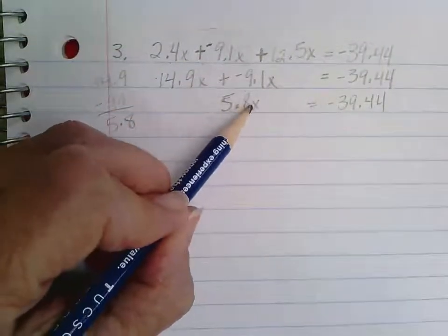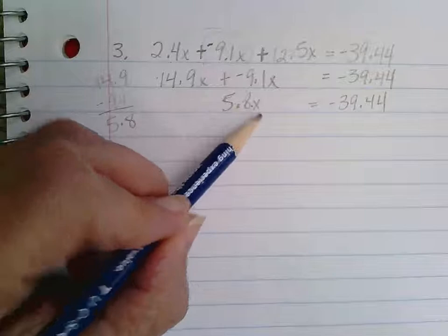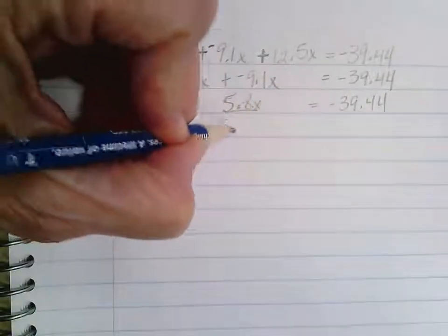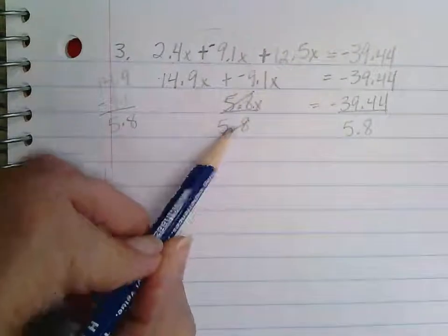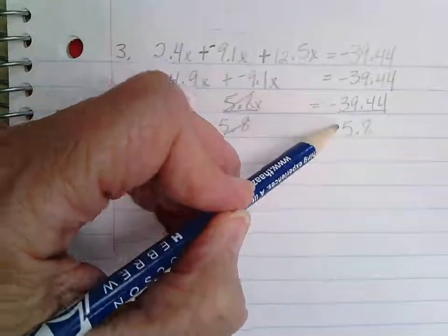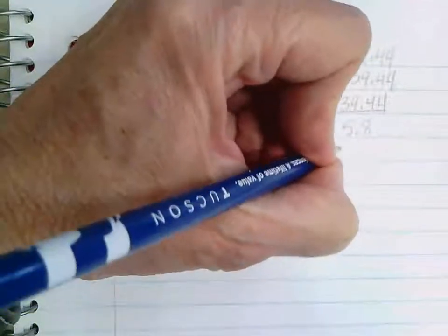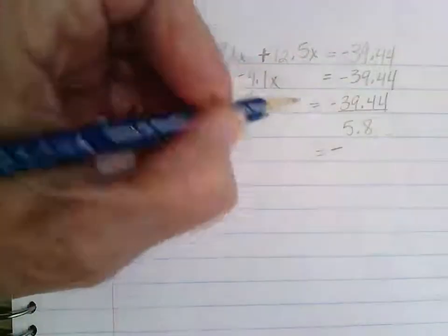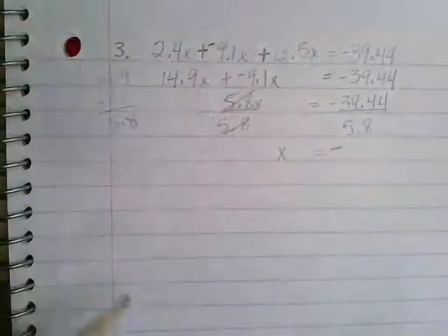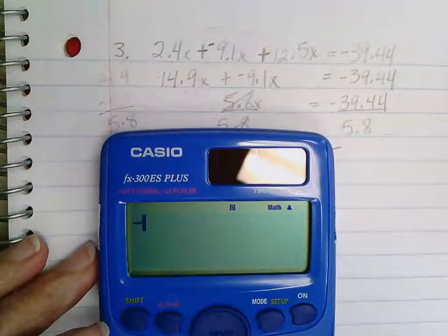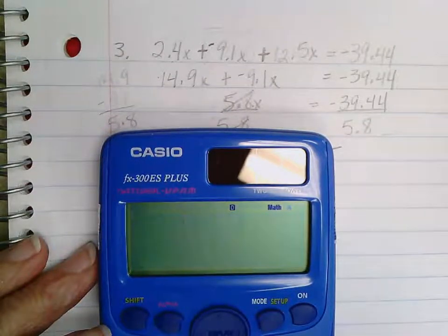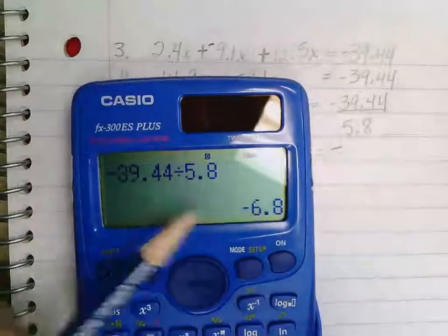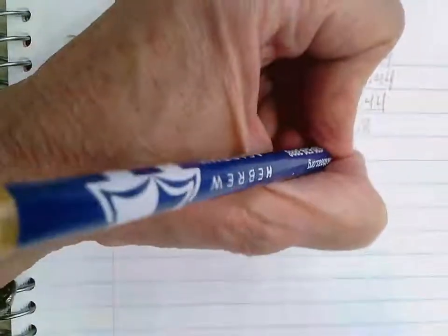Now, this is a multiplication. 5 8/10 times x. So to undo multiplication, I divide. And remember, this was a positive. So here I have a negative divided by a positive. So I'm going to come down here and put that negative sign right now so I don't forget that that's going to be negative. This is just going to be x, and negative 39.44 divided by 5 8/10 is going to give me negative 6 8/10.